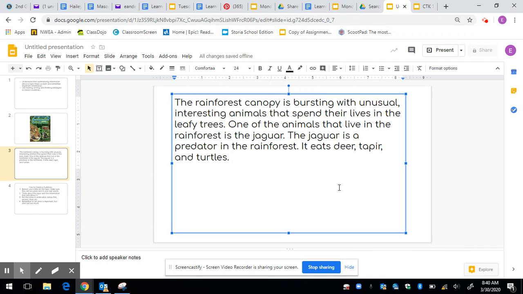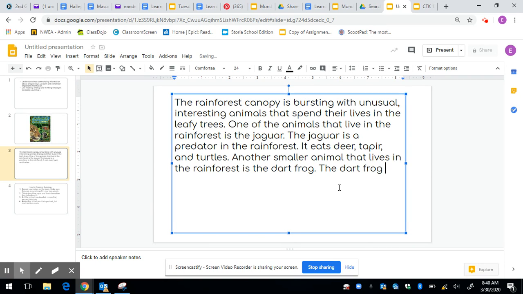I'm going to go over here. Another smaller animal that lives in the rainforest is the dart frog. The dart frog produces a poison under its skin that its predators do not like. Okay? I use the information that I learned and I put it into my own words.